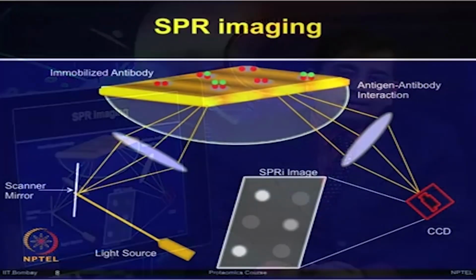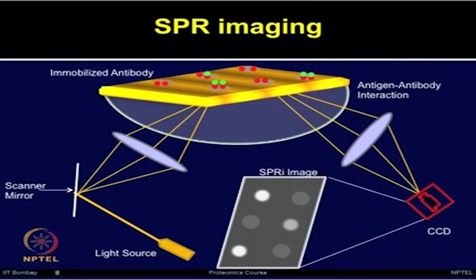This is a setup of SPR imaging. The configuration shows that light from a collimated polychromatic source passes through a polarizer and impinges on a prism or gold interface at a specific angle of incidence, which you can see here: the gold surface, the prism and the light source.